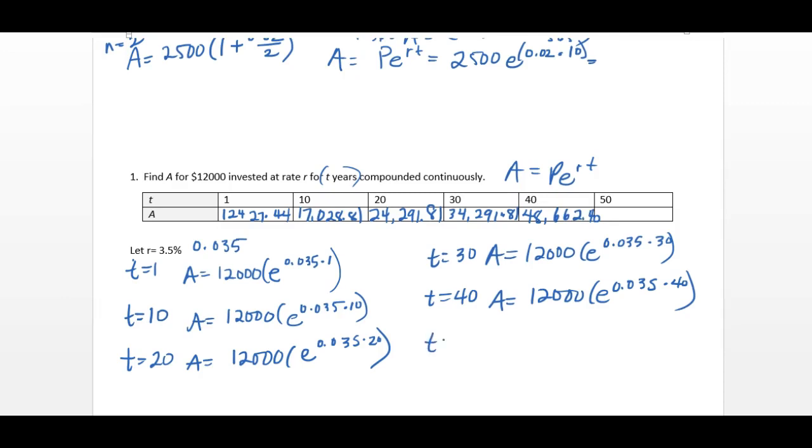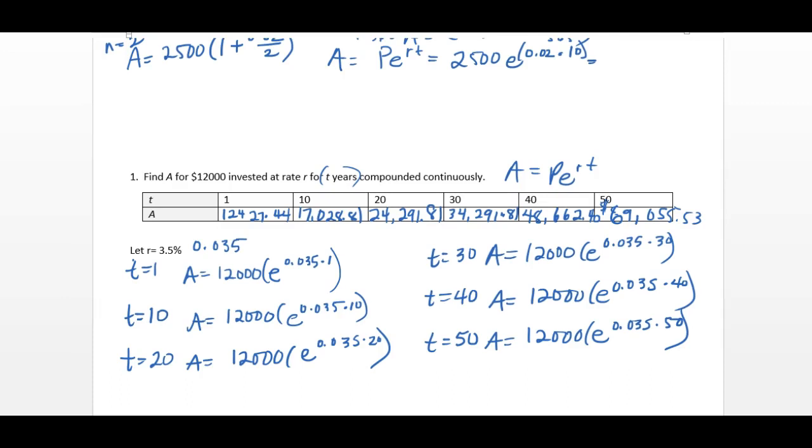Pretty good. What if you can wait 50 years? You've got ultimate patience, and you can hold on to that for 50 years. Do that, and you get 69,055.53. Okay, pretty good investment. So you can see with compounding continuously, you really do make more money if possible. So do that if you can.